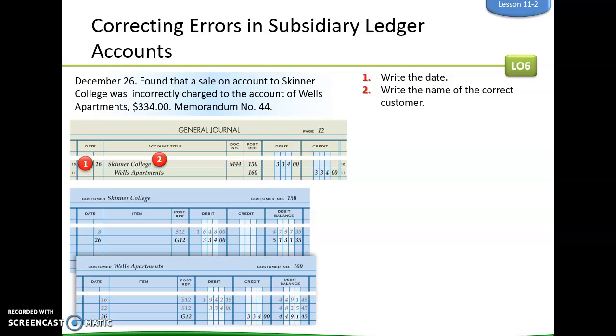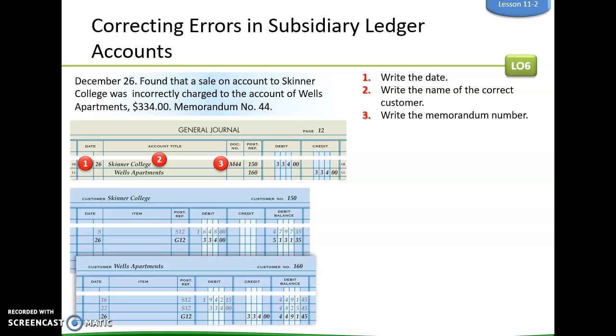So what's going to happen then is we're going to correct the customer accounts, and we're going to write the date, write the name of the correct customer. So we're just essentially going to switch. So we're going to put Skinner College. We're going to debit that for $334. And then we're going to Wells Apartment, credit of $334 because it was charged to Wells. So if we want to reduce that, we credit it, and we're going to now put it into Skinner.